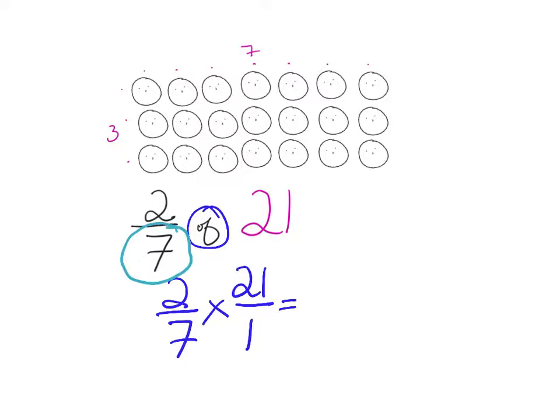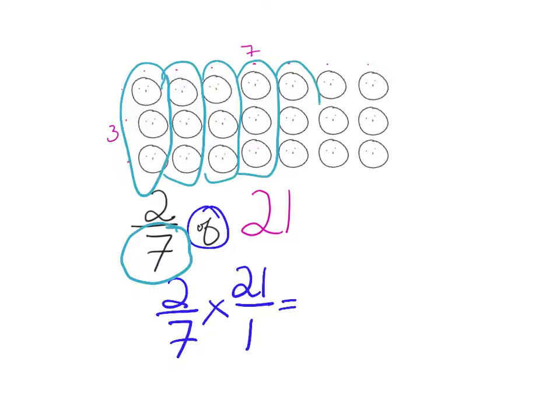I need 7 equal groups. 1, 2, 3, 4, 5, 6, 7. How did I do that so fast? Because I know my math facts. And I know that 21 divided by 7 would give me 3 in each group. It is not magic. Or is it?